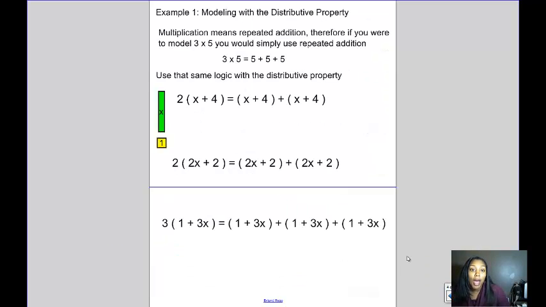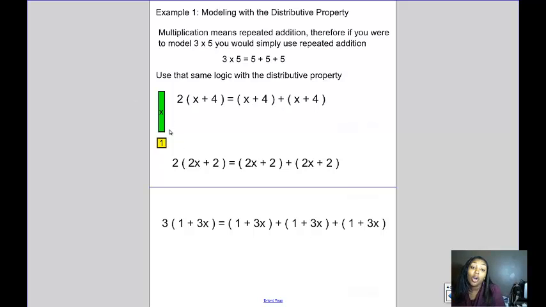So now we're going to do some modeling with the distributive property. And multiplication we know is repeated addition. Therefore, if you were going to model 3 times 5, you would simply use repeated addition. So basically 3 times 5 means that you are actually adding 5 3 times, and it would give you 15. So let's think about that same logic with the distributive property.